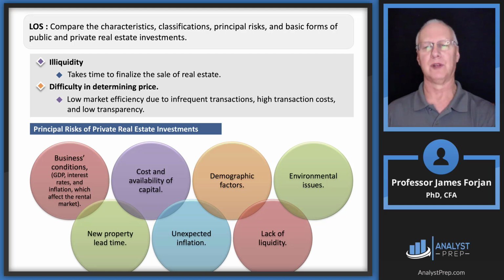Demographic factors, environmental issues, new property lead time, unexpected inflation. There's a good one. What the Institute could do in the question stem is say something like, okay, here's some kind of a price index last year, and then here's what it is today. And so you can go ahead and compute a rate of inflation. However, that's kind of like a historical rate of inflation, but it's super important to try to determine what that response is going to be to unanticipated or unexpected inflation.